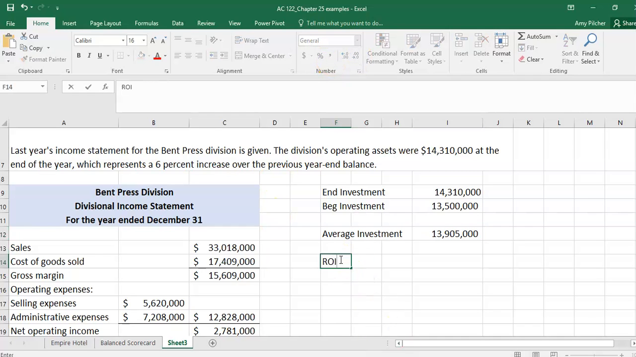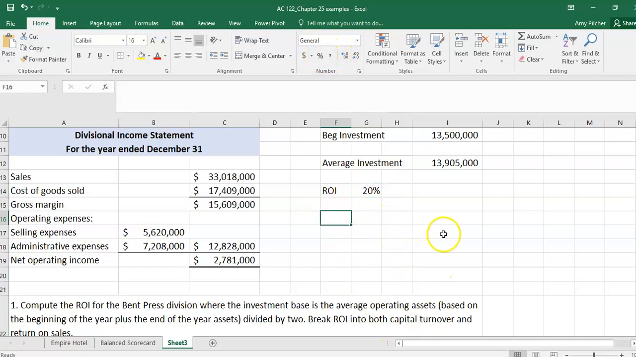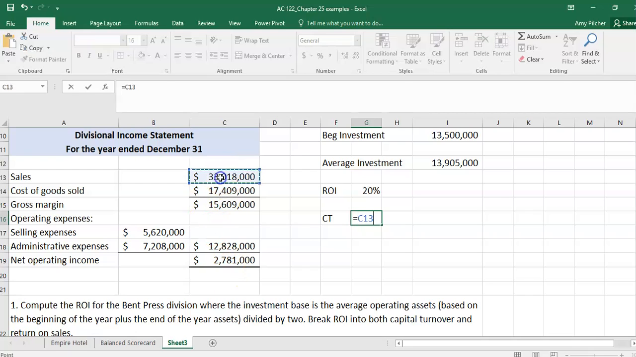Our return on investment is the operating income divided by our average investment as a percentage. If we do capital turnover, this is sales divided by the average investment and the return on sales, which is the net operating income divided by sales.